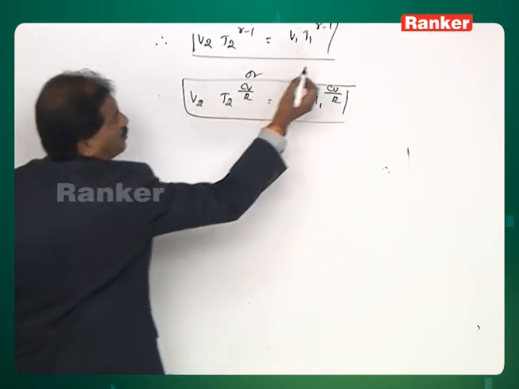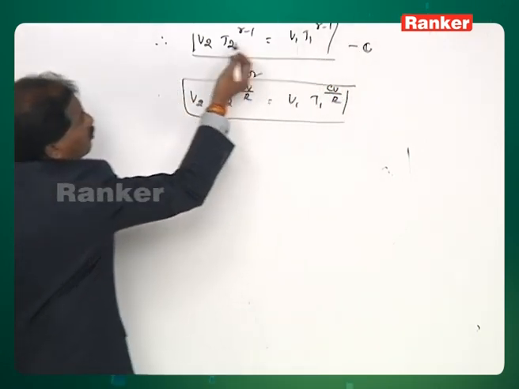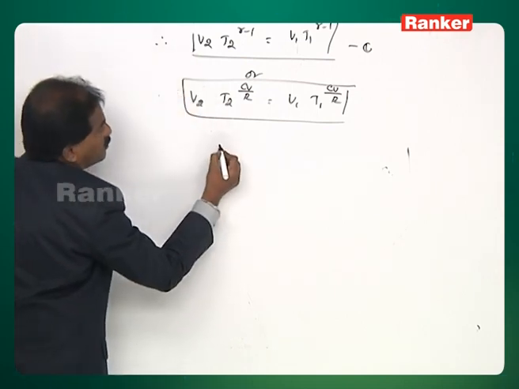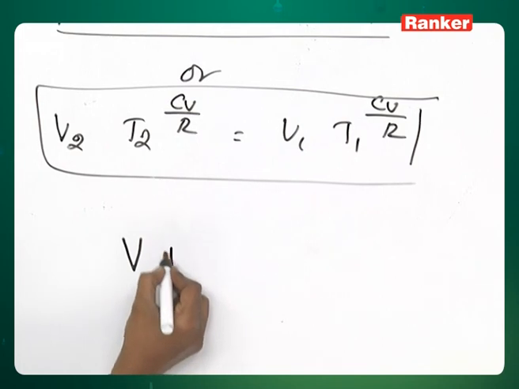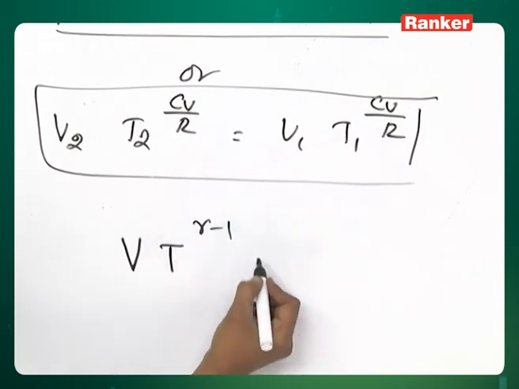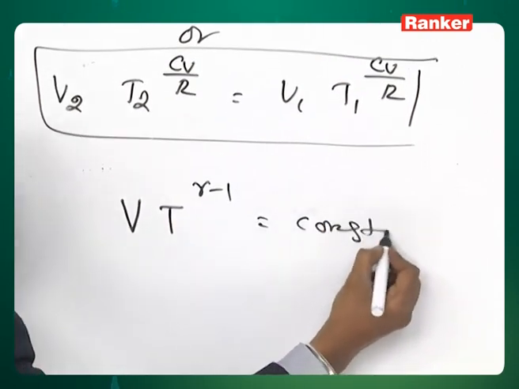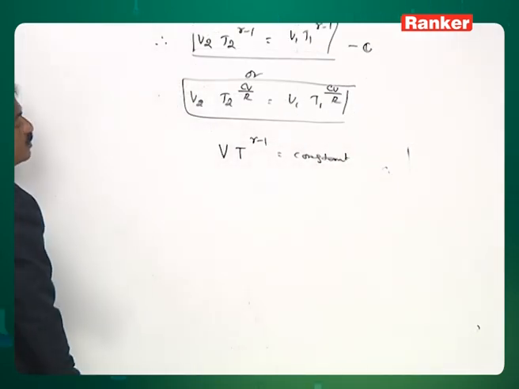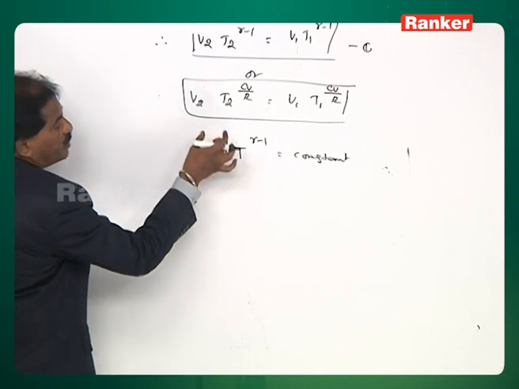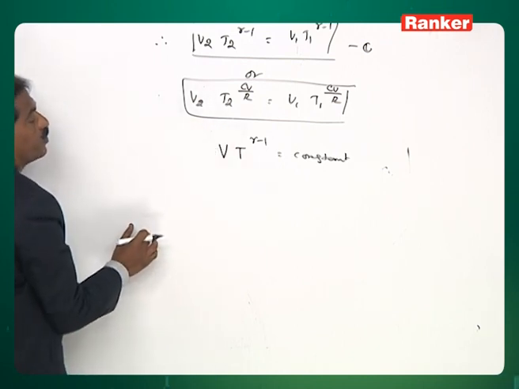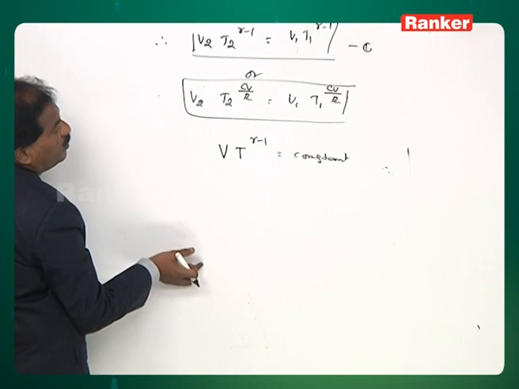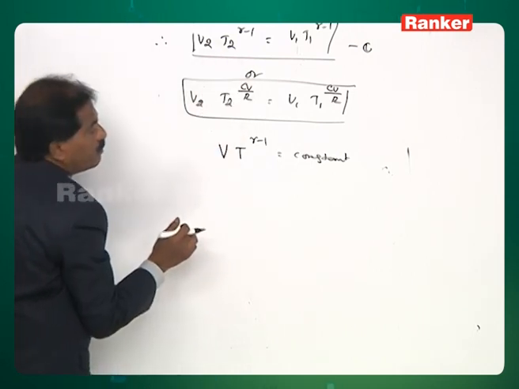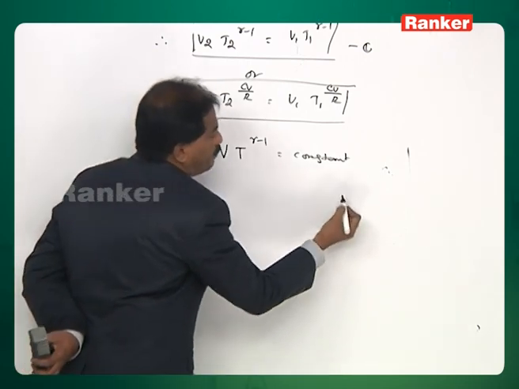This is one relation. This is the relation between volume and temperature. The same relation we can represent like this also. This is V into T to the power gamma minus 1 is equal to constant. Next, a relation between pressure and volume. So, in order to know the relation between pressure and volume, we have to replace this temperature term.